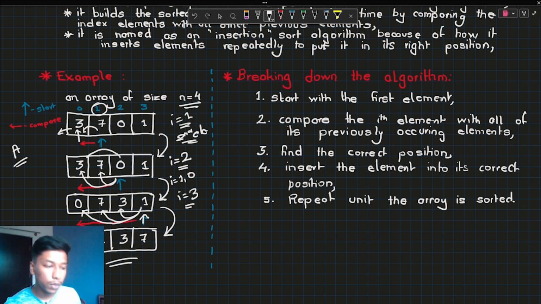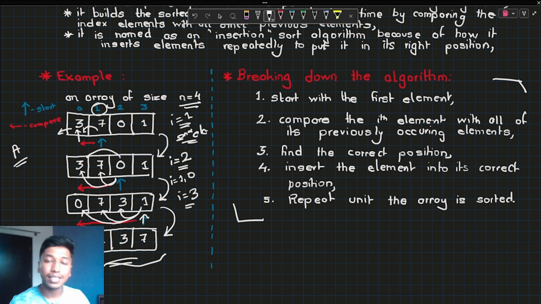So the example which I've used here is a very basic, very simple example. And based on this, I'll be explaining the insertion sort algorithm to you. Now let us get into the actual part, that is the algorithm itself. Now there are primarily 5 steps.